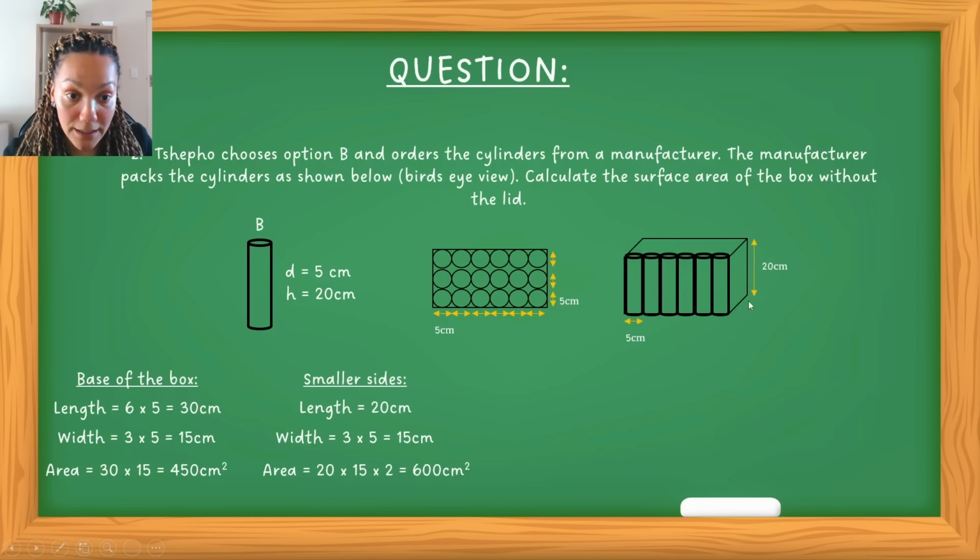So what are we doing? We're calculating the area of all the surfaces except the lid. This part was the bottom part of the box. This part was the left and the right. And so we're only left with the front and the back now.